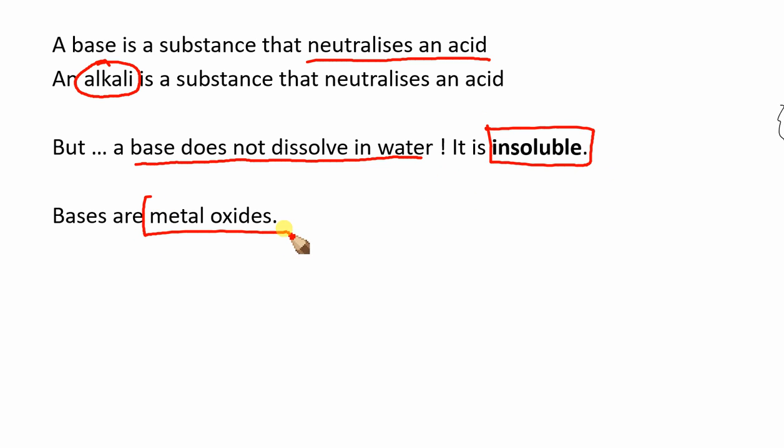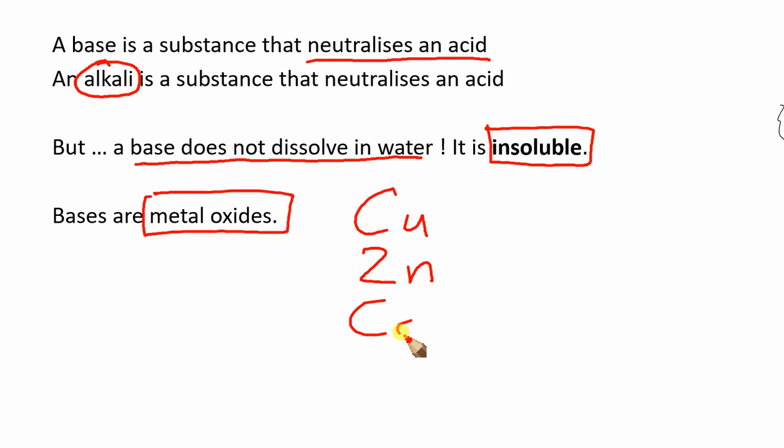Bases are metal oxides, so we need to remember that on the left hand side of the periodic table we'll find our metals. So we could have copper oxides, zinc oxides, cobalt oxides. There's a long list of metal oxides that we can use, and we choose the metal because we want to identify a particular salt that we want to make. So in summary, alkalis are bases. Bases are simply substances that neutralize acids, whereas alkalis are soluble, bases are insoluble.